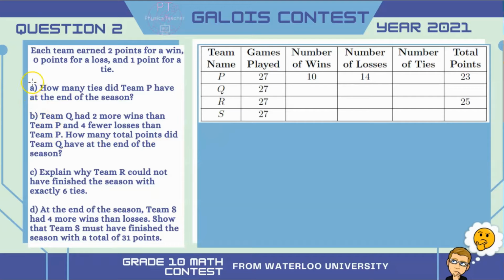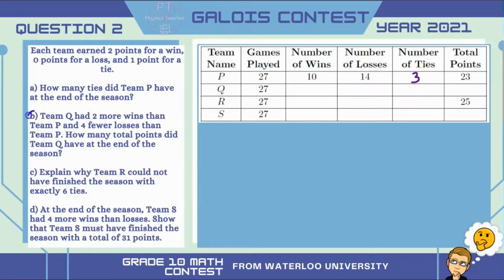Alright, so we're going to start with part A, which is how many ties did Team P have at the end of the season. So this is Team P. They've played 27 games, they've won 10 and lost 14. Therefore, you can figure out how many ties they have by taking their total games and subtracting their wins and their losses. So that leaves you with 27 minus 10, which is 17, minus 14, which is 3. So we have a total number of 3 ties.